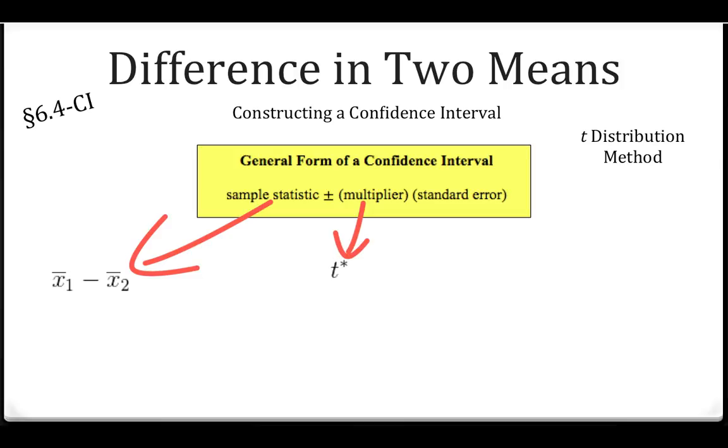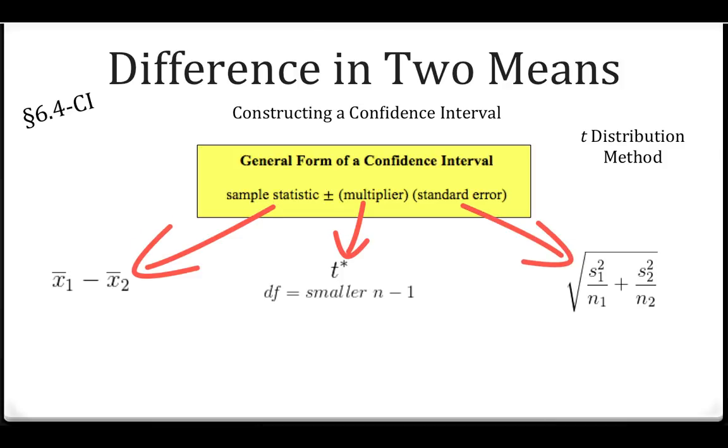Recall that the t distribution varies depending on degrees of freedom. Here, we're going to estimate the degrees of freedom by taking the smaller sample size and subtracting 1. Note that this is an estimate of the degrees of freedom. The formula that Minitab Express uses is much more complicated. But when we're doing these by hand, this is the method that you're going to use to make it a little bit easier for yourself.